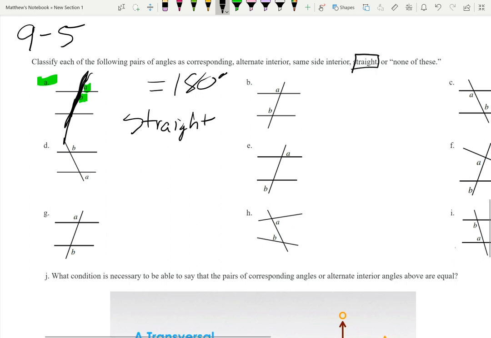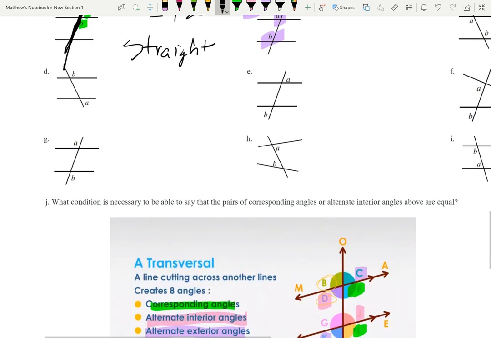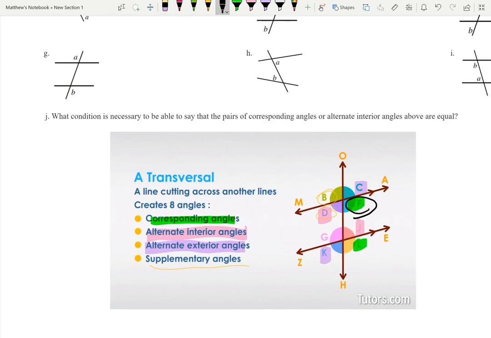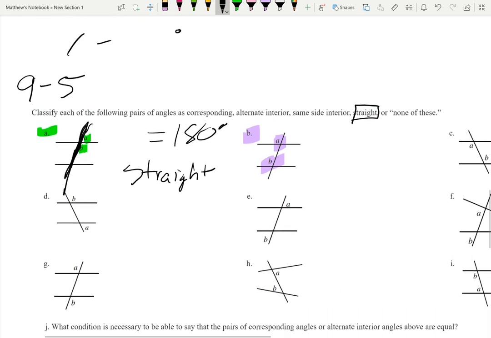And now I'm going to move on to the next part, problem B, and I have angle A and angle B, and they're in the same relative position. And as I scroll down here, I know that angles in the same relative position, like F and L, are going to be corresponding. All right, so now I pop back up here, and I can write corresponding.